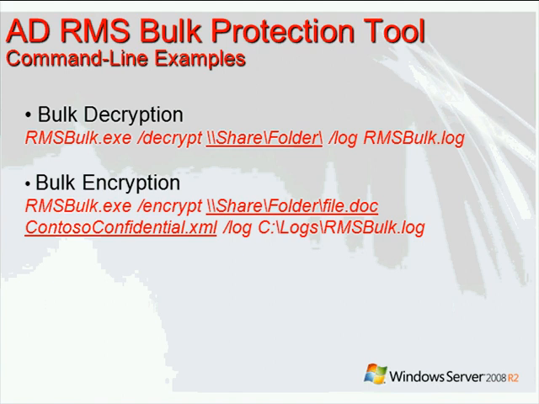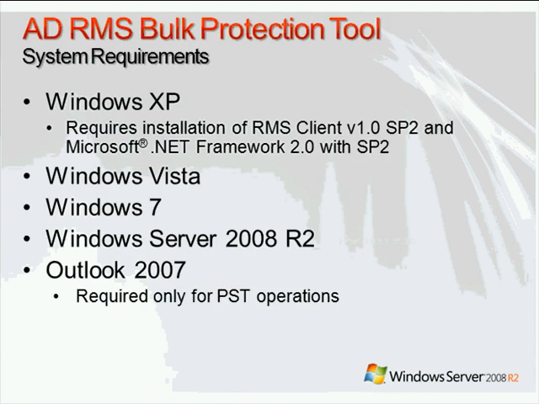So here is the AD/RMS bulk protection tool command line example. This is the format. If you want to decrypt, we use rmsbulk.exe /decrypt, then we select the shared folder that we want to decrypt, which contains the encrypted files, then /log and the log location. Encryption is similar. The only difference is that when we use the encryption option, we use rmsbulk.exe /encrypt. After the document folder, we select a template, which is the XML file in which we have shared the templates, and then we can select the log file to get the exact details.